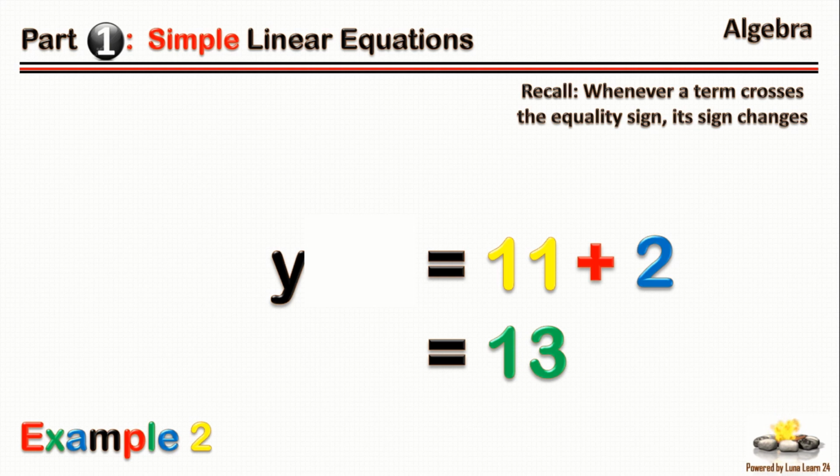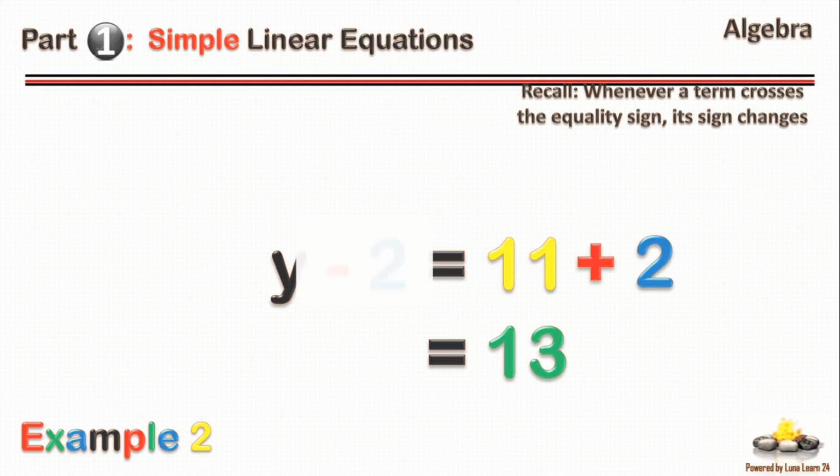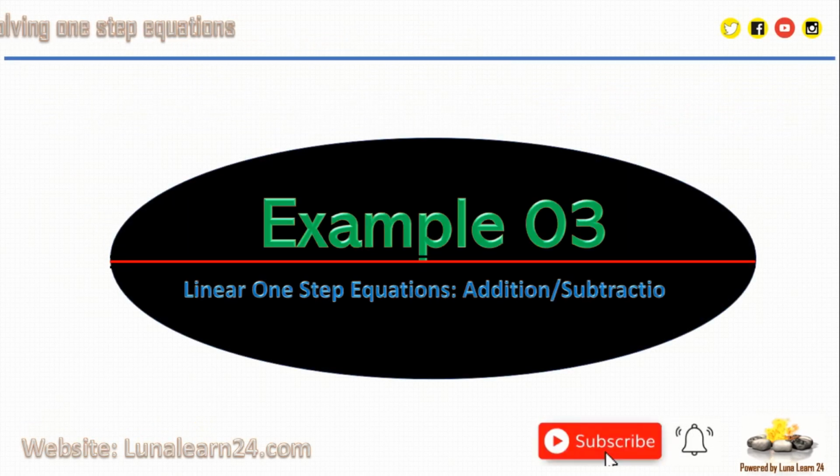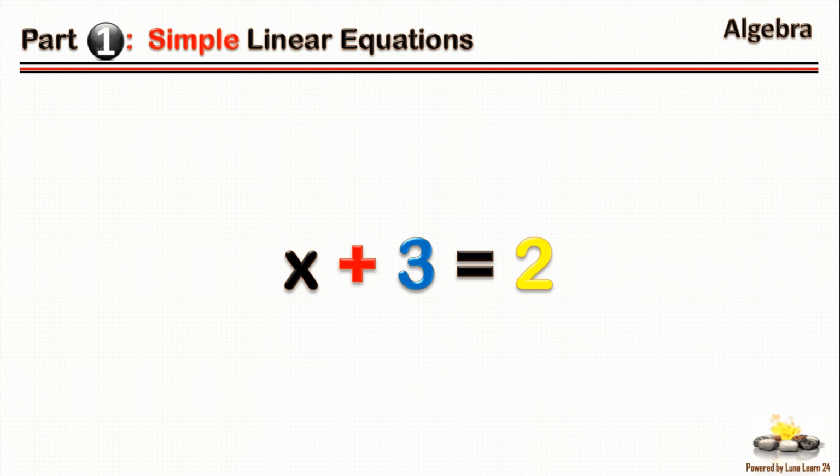That brings us to example 3. We have the equation x plus 3 equals 2. So another way to do this is to ask yourself, what is that number that when you add 3 to the number, the result is 2? Of course, that number is going to be negative 1, because negative 1 plus 3 equals 2.